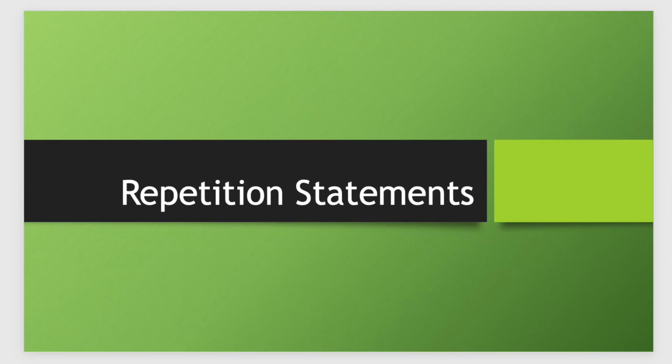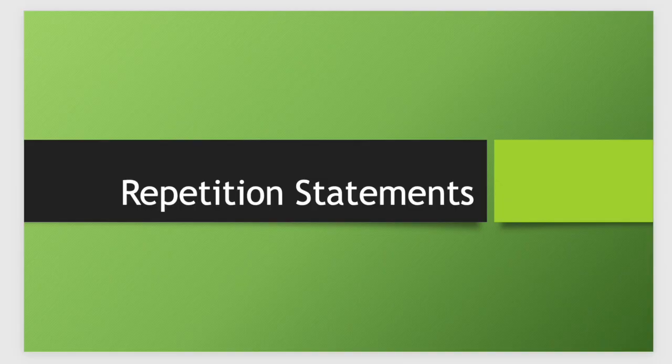In Chapter 1, when discussing our 3 of 3, one of our 3s were the 3 control structures. The 3 control structures were sequential, selection, or decision statement, and then repetition statement. In this chapter, we're going to look at repetition statements.